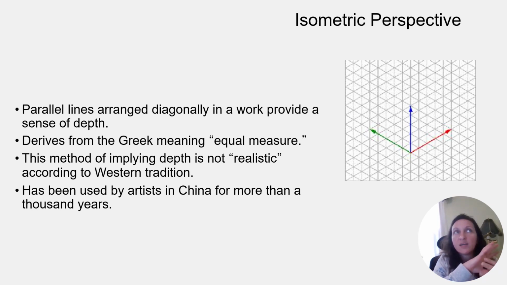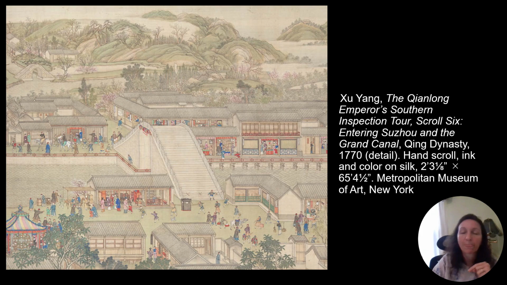So this method is very common in the East, right? So in China, Japan, areas of the world like that. It's based off parallel lines, and it is not realistic by Western art traditions. But there's a very specific reason why this type of perspective is in use, and I'm going to show you a good example. So this is a segment of a larger scroll, and the scroll tells this larger story of this emperor's journey and whatnot.